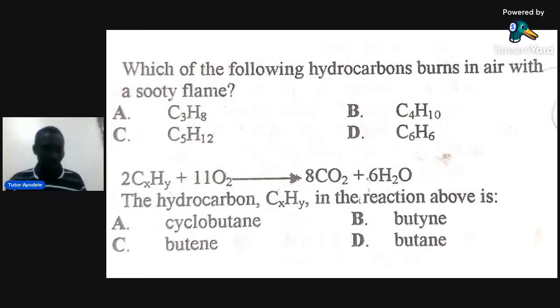2CXHY. If you are in my group, you will see that I dropped this kind of question there. The 2 at the front is just like the mole. So we have CXHY, which is just the combination of carbon and hydrogen, right? Carbon and hydrogen. Yes.